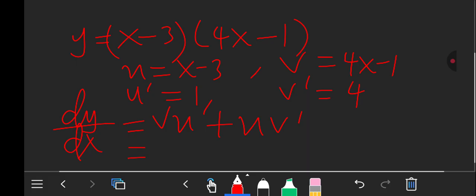The substitution. What is our v? Our v is 4x minus 1. What is our u prime? Our u prime is just 1. Then plus, what is our u? Our u is x minus 3. And what is our v prime? Our v prime is 4. We can now find the derivative.